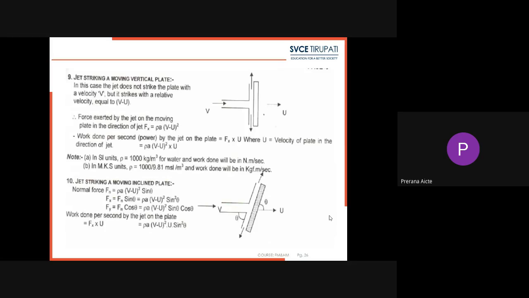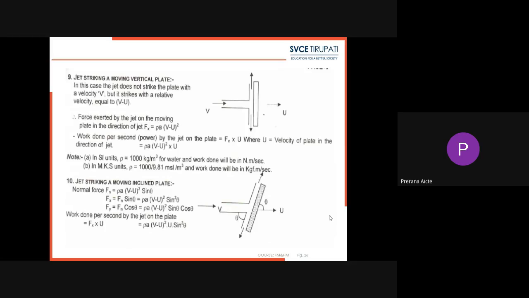In SI units, rho is 1000 kg per meter cube for water, and work done will be in Newton meter per second. And another condition, the jet striking a moving inclined plate. So in this case also we are going to take both the velocities, the velocity of the jet and the velocity of the plate, V and U.